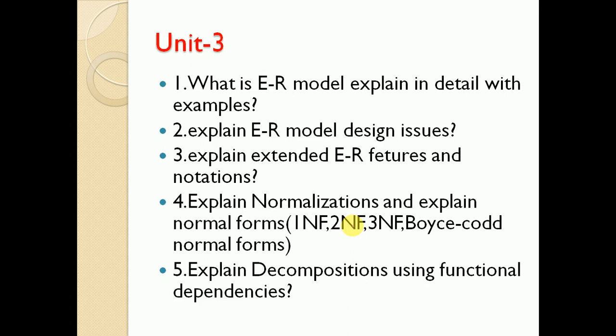Explain ER model design issues. While designing the ER model, what kind of problems you are facing, that we have to explain. Explain extended ER features and its notations. That means diagrams you have to explain.